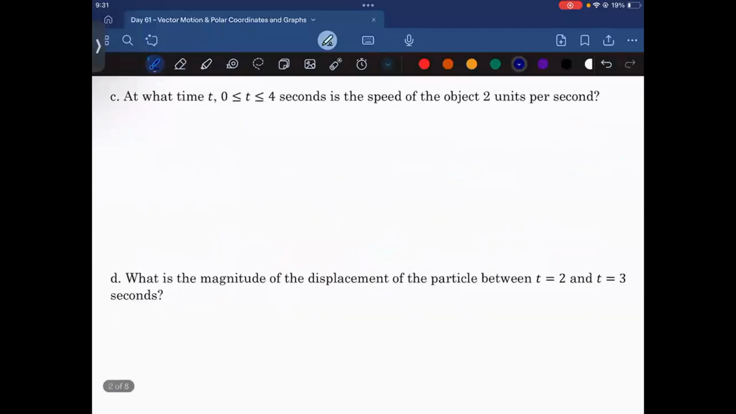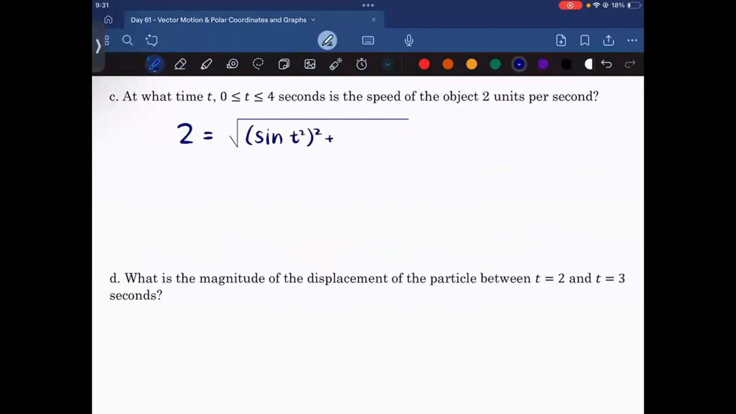C, at time t from 0 to 4 seconds is the speed of the velocity 2 units per second. We weren't given any units, so we're just using the generic units. So we know speed is 2, and we're going to set that equal to our speed equation, which we know is the square root of dx over dt squared plus dy over dt squared. We're just going to plug in the things that match there. And what we're going to find is plugging into a calculator, nice and easy. Again, in our specific interval.